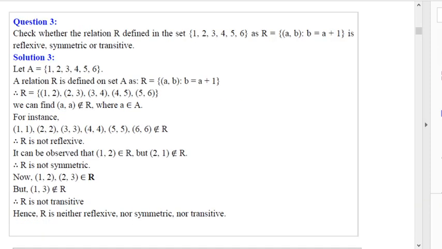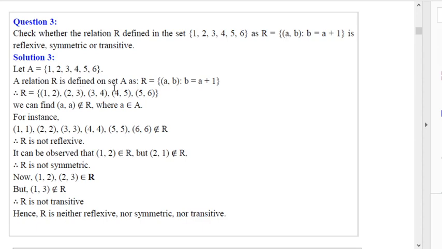Now, question number 3. Check whether the relation R defined in the set as (a, b) where b = a + 1 is reflexive, symmetric, and transitive. For reflexivity, both elements must exist here. Suppose I have chosen 1, then the b element is 2. You write down the relation.